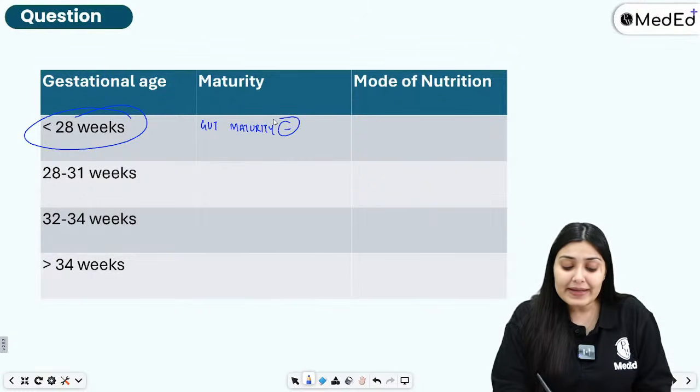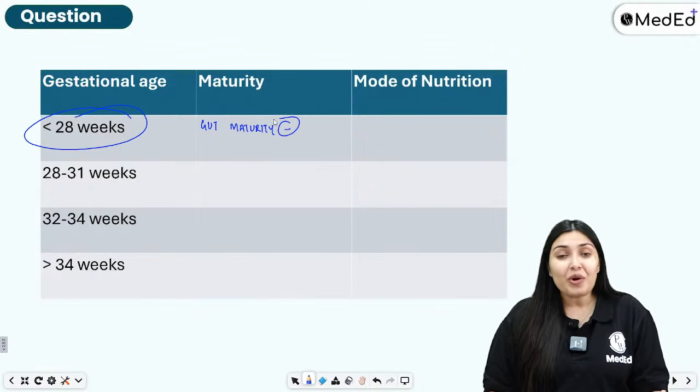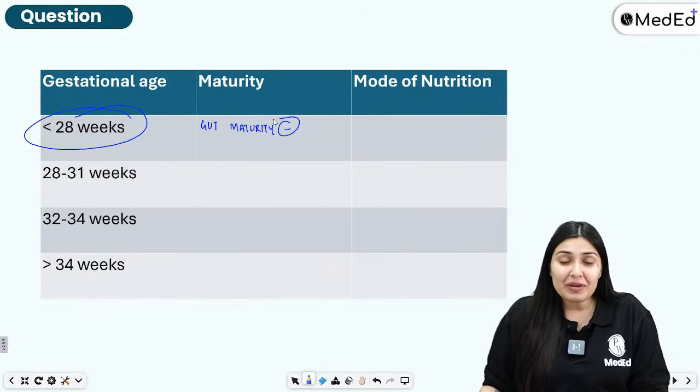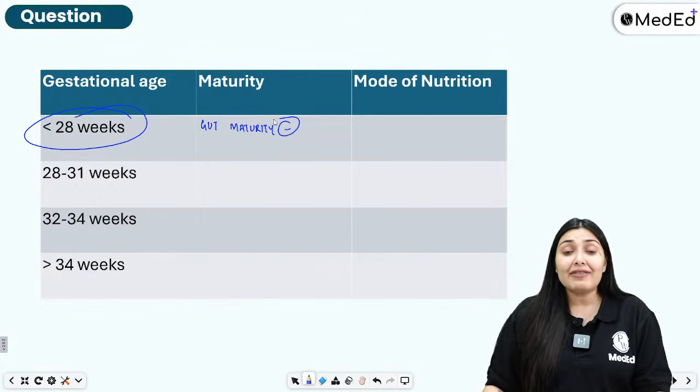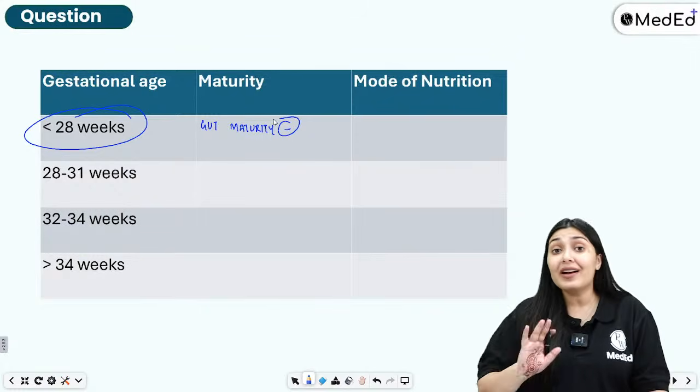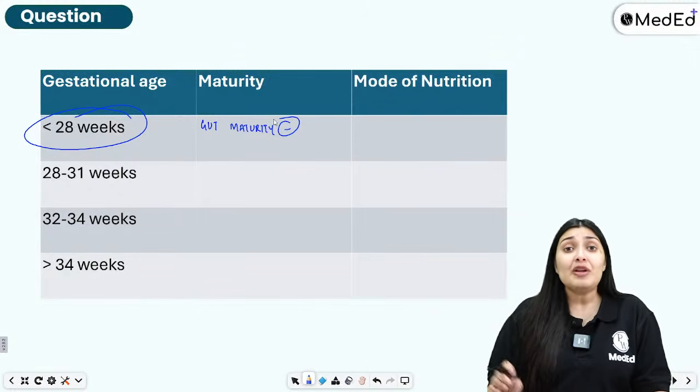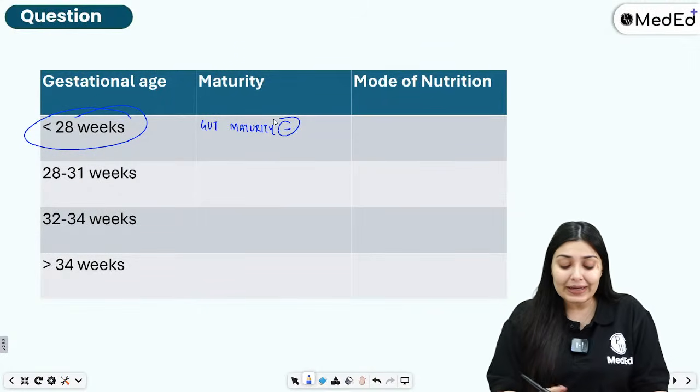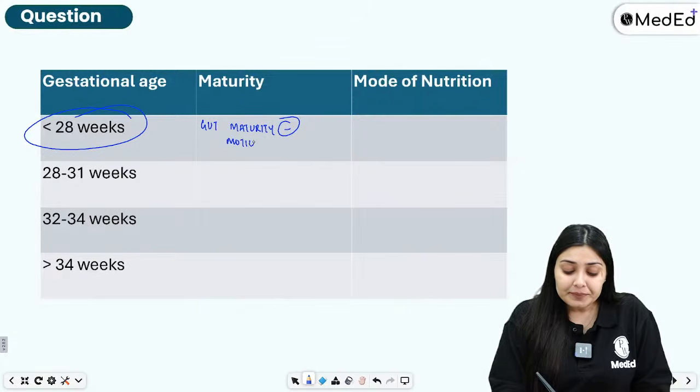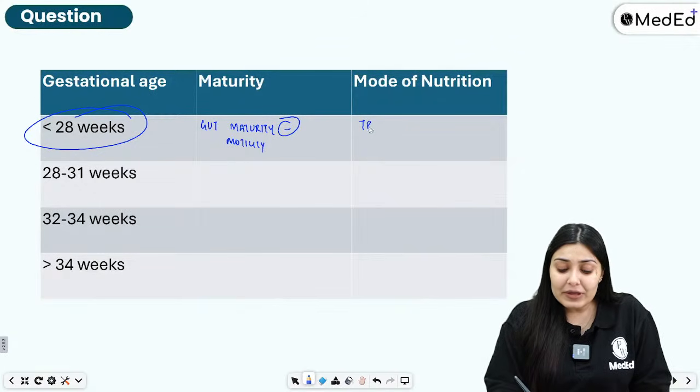Gut maturity is absent, so I cannot introduce feeds into the gut of the baby. Here in this case, I will give parenteral nutrition. We can't give enteral nutrition over here because the gut maturity and gut motility are absent. So here you are going to give TPN, that is total parenteral nutrition.